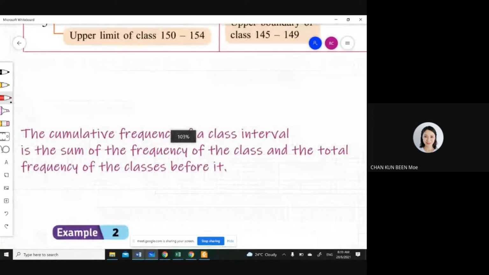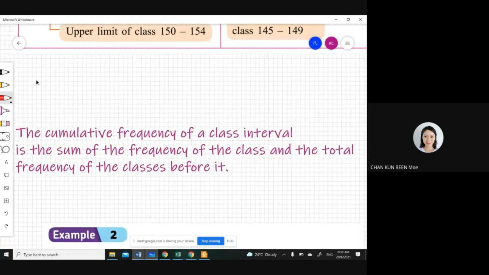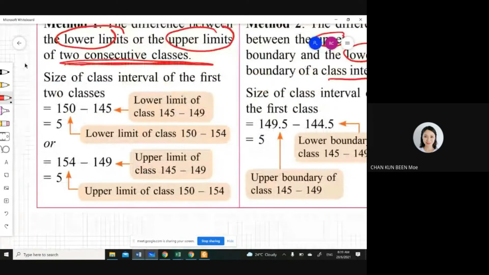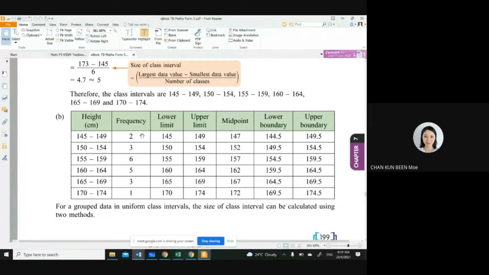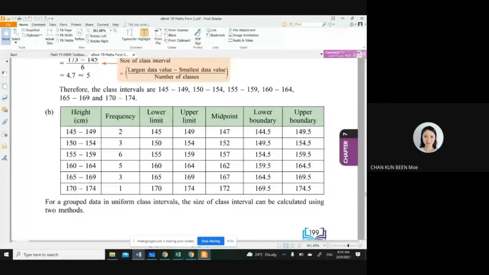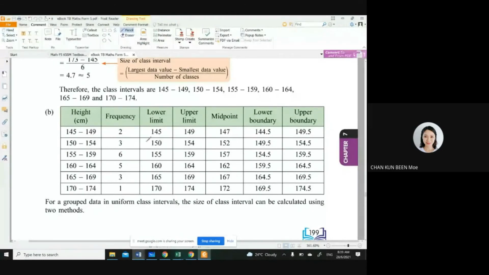Cumulative frequency. This one you learned already, so I'm going to do it fast. The cumulative frequency of a class interval is the sum of the frequency of the class and the total frequency of the classes before it. For example, if I ask you what is the cumulative frequency up to 3 here, can or not? Up to 3 here, the cumulative frequency will be 2 plus 3. So you get 5. Okay, what about this one?